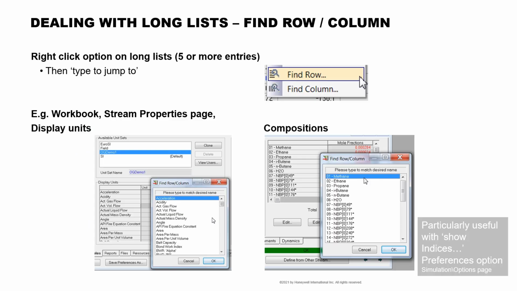We also saw a useful way of dealing with long lists where you can't directly type in them to jump to the value you want. Instead, if you right click, you see either find row or find column, or sometimes find row and find column, depending on the type of list. Choose the one you would like. A window appears, you can start to type there the one you want, and then the main list will jump to that value. So we can use this on the workbook. We can use it in the stream property page, the display units as we saw, also compositions on the stream. It's particularly useful.